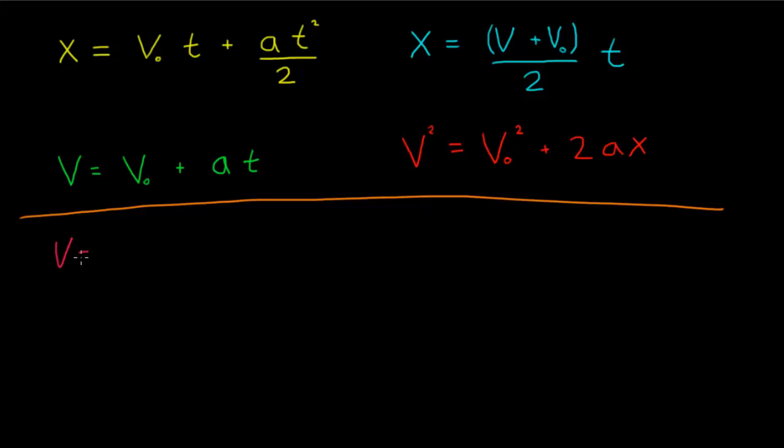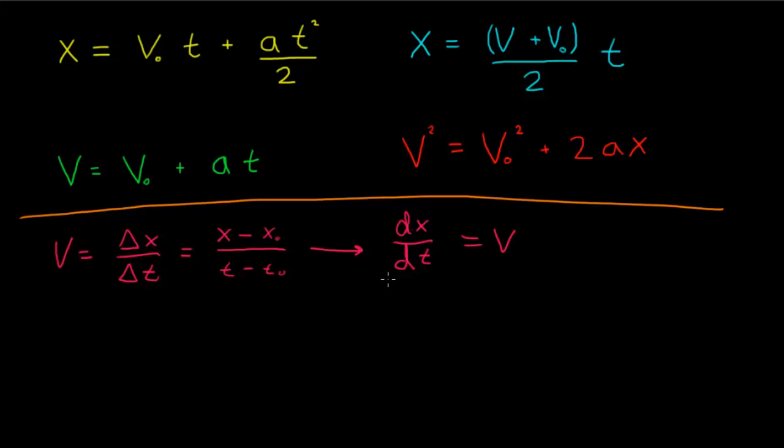So we know that velocity equals the change in distance divided by the change in time, right? So this is x minus x naught, the initial position, divided by t minus t naught. And then if we let this difference in time go to 0, take the limit as this goes to 0, this is the definition of a derivative. So we get that dx/dt is equal to the velocity. And this is the basic definition of velocity.